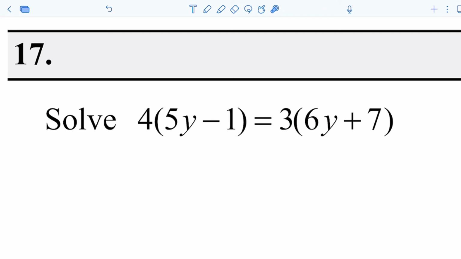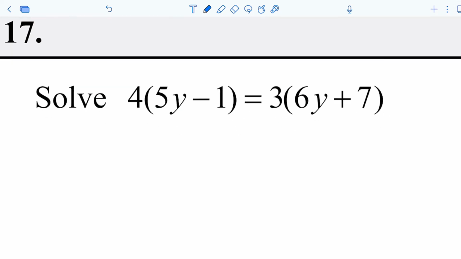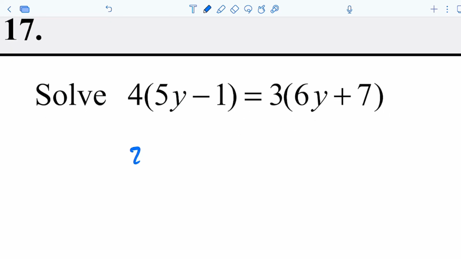Okay, question 17, very similar to all the previous ones, we've just got two brackets this time. So the left hand bracket, 4 times 5y gives us 20y, take away 4 times negative 1, which is negative 4, and this is equal to 3 times 6y, which is 18y, plus 3 times 7, which is 21.